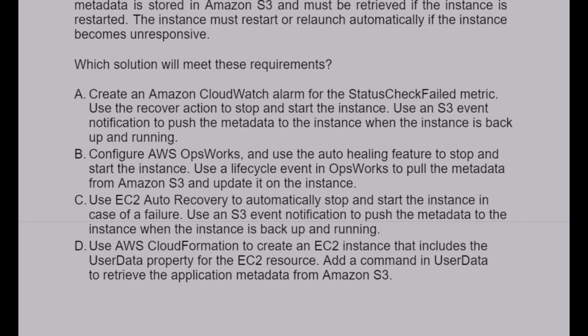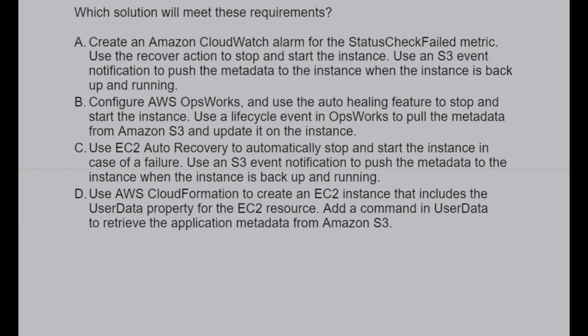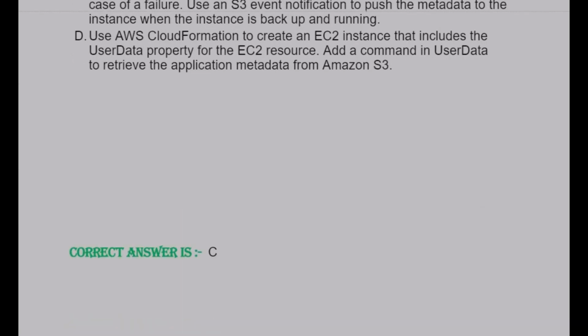Option D. Use AWS CloudFormation to create an EC2 instance that includes the user data property for the EC2 resource. Add a command in user data to retrieve the application metadata from Amazon S3. Correct answer is option C.